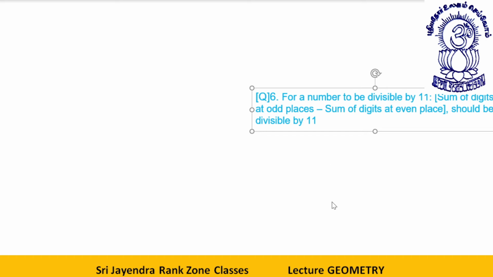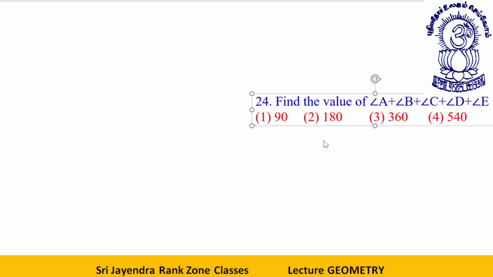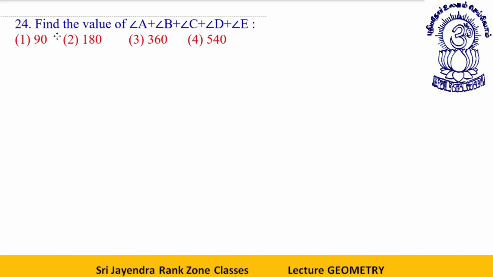The next question is this. Okay, we are given a question, but we are not given the diagram. Let me draw the diagram for you. Find the sum of angle A, B, C, D, E in this figure. Okay, what is the figure? Just a second. Let me take a good pen.